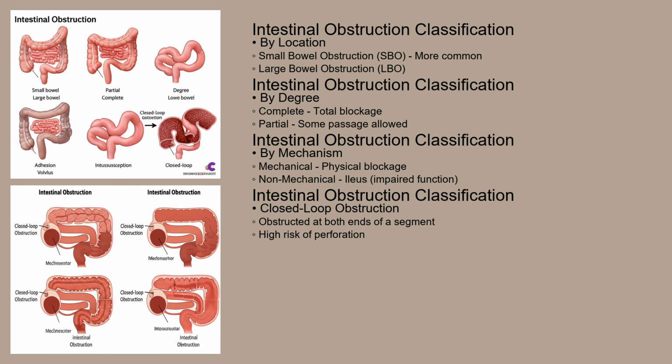One classification is by location: small bowel obstruction, or SBO, and large bowel obstruction, or LBO. SBOs are more common. Another classification is based on the degree of obstruction: complete, where the bowel is completely blocked, or partial, where some contents can still pass through. Obstructions are also classified as mechanical, due to a physical blockage, or non-mechanical, such as ileus, due to impaired bowel function. Closed-loop obstructions occur when a segment of bowel is obstructed at both ends, which can lead to rapid increases in pressure and a higher risk of perforation.